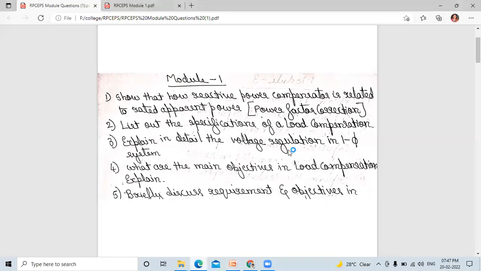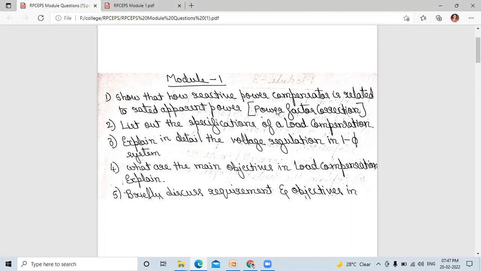So we shall discuss the model wise questions. First model questions. For the first model, I have given 5 important questions. First is show how reactive power compensator is related to rated apparent power. I have given a hint also for this question on what to answer.